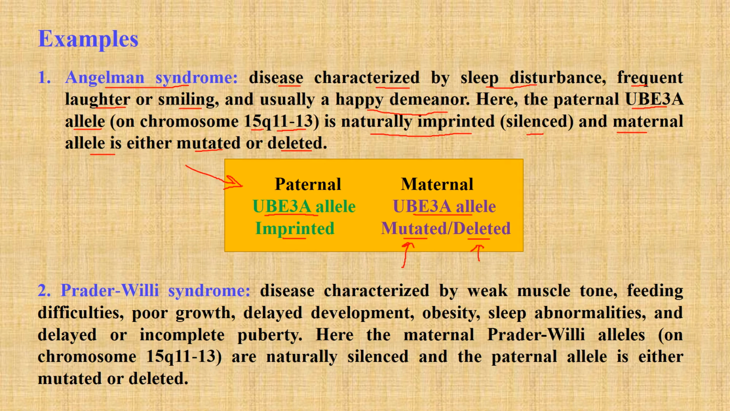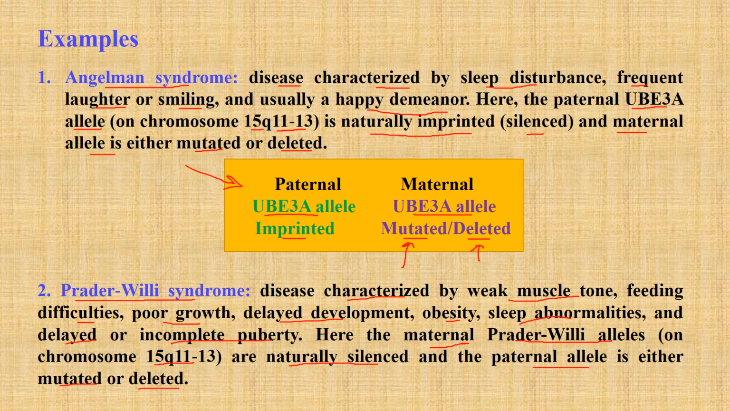Now, the second case, we have the Prader-Willi syndrome. This is a total opposite to the Angelman syndrome. And here, this is a disease that is generally characterized by weak muscle tone, feeding difficulties, poor growth, delayed development, obesity, sleep abnormalities, and delayed or incomplete puberty. Here, the maternal Prader-Willi alleles, also found on the longer arm of chromosome 15, still in the position between 11 to 13, are naturally silenced, and the paternal allele is either mutated or deleted.